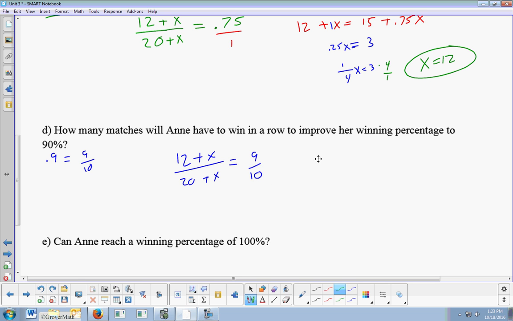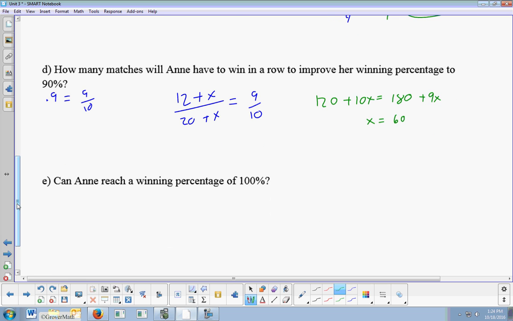But let me go with this, and so that'll be 120 plus 10x equals 180 plus 9x. Subtract 9x, subtract 120, x is 60. So if she wins 60 games in a row, her winning percentage will increase to 90%.